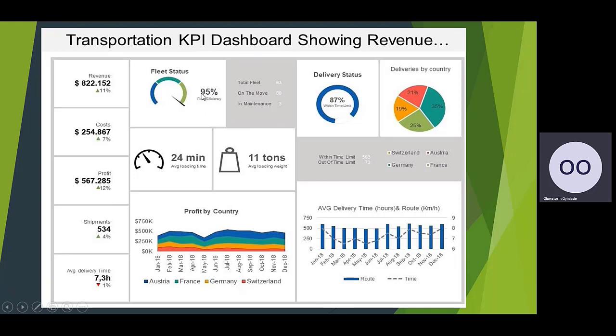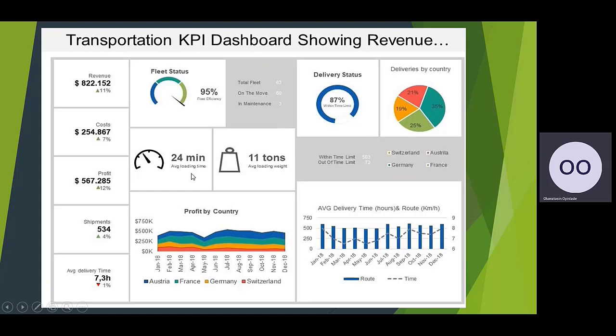So from the fleet status, as a fleet person, you are in charge of the fleet. You want to look at your fleet efficiency. You see, oh, 95%. Okay, not bad. You can also look at how I can work towards ensuring that 97% or 98% of my fleet is available at any time. So this is total fleet, 63, with 60 currently operational, but 3 in maintenance.